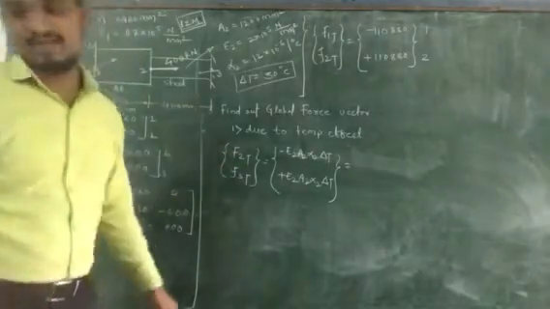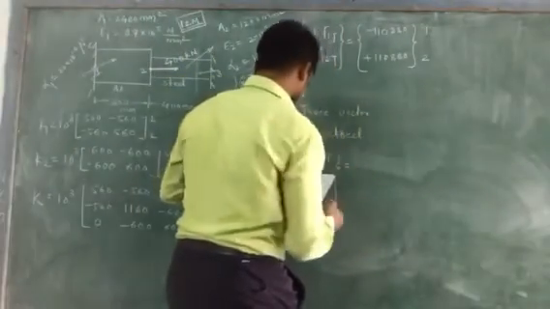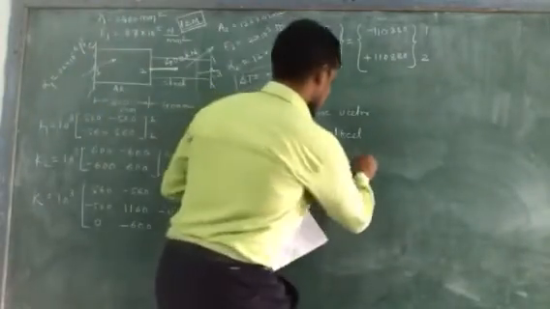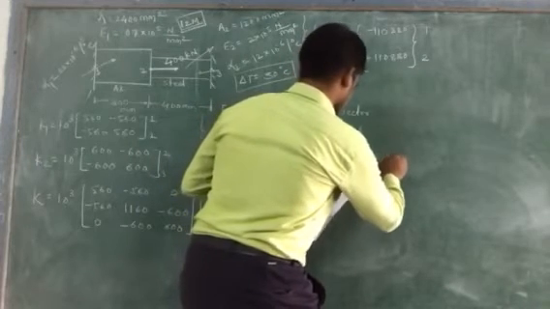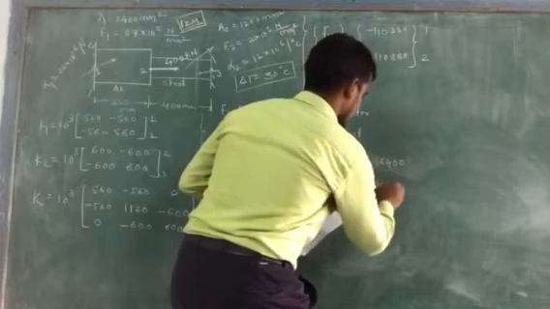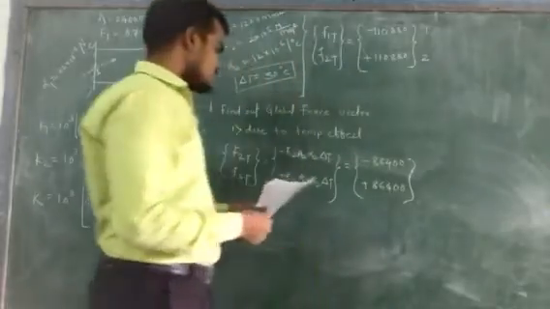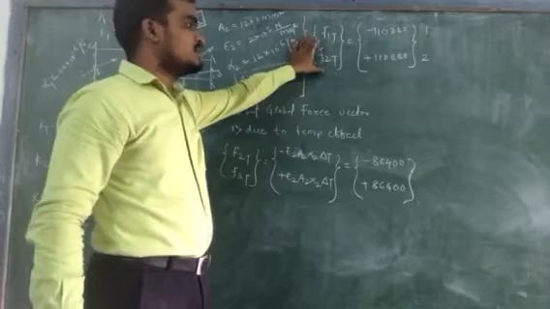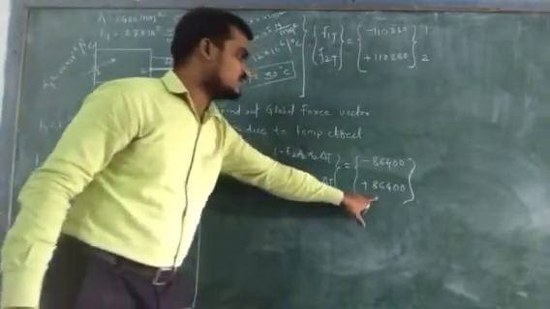By putting all the values of E2 A2 alpha 2 delta T, or by simplifying this, you will get F2T and F3T as these values. Just calculate these values on the calculator, you will get the answer as minus 86400 plus 86400. So for first element, this is the nodal force vector due to temperature effect. For second element, this is the nodal force vector due to temperature effect.